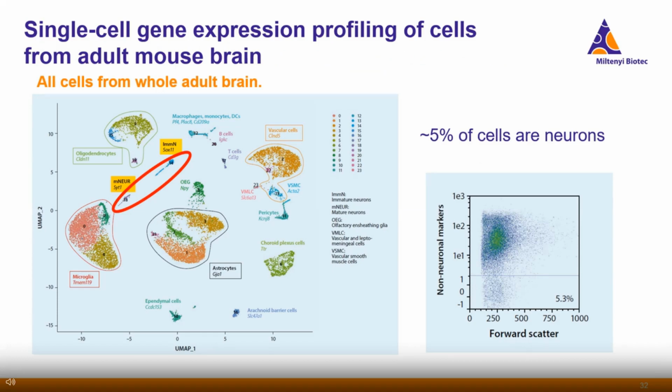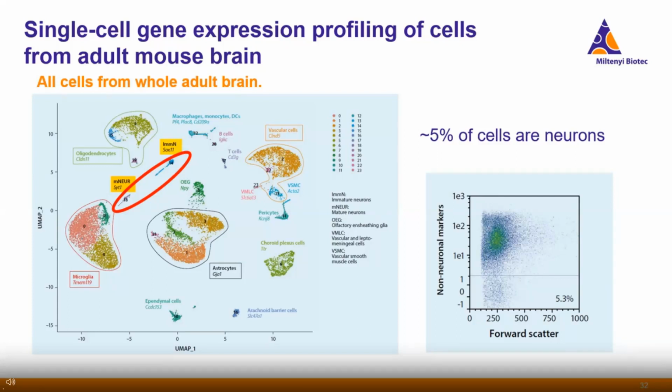By both single-cell RNA-Seq and flow analysis, we found that only about 5% of the cells from adult mouse brain were neurons. In the single-cell RNA data, we were able to identify a number of diverse cell types, including microglia, astrocytes, oligodendrocytes, vascular cells, epidermal cells, and peripheral immune cells. We did find two small neuronal populations in the cluster graph. You can see them circled in red.